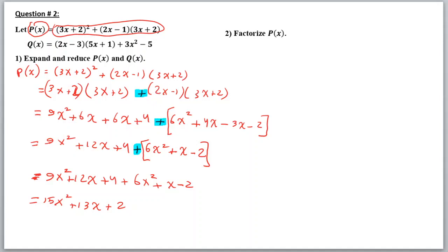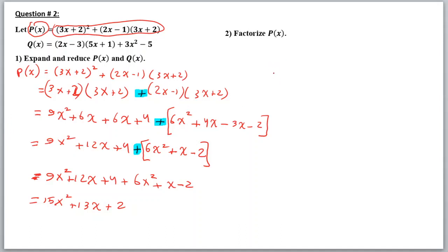We wrote 6x squared plus 4x minus 3x minus 2. And then here we copied. We just simplified 6x squared, 4 minus 3 is 1, minus 2. 9x squared we reduced, we removed the brackets here only, we didn't do anything else. And then we added 15x squared, 9 plus 6, 12 plus x, 13x plus 2. This is the final answer of P of x. Okay, this is only P of x.